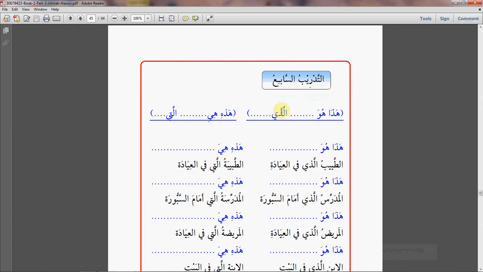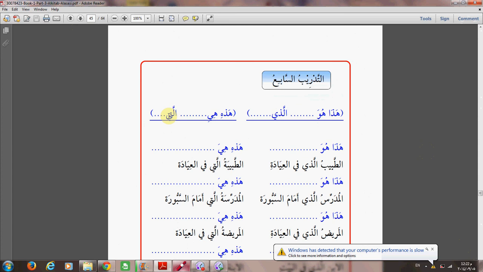Now we're going to talk about الذي. We said الذي is the masculine which. Okay, which, الذي and التي both come as which. But الذي is used for the masculine or المذكر, and التي for the feminine or المؤنث. Okay.